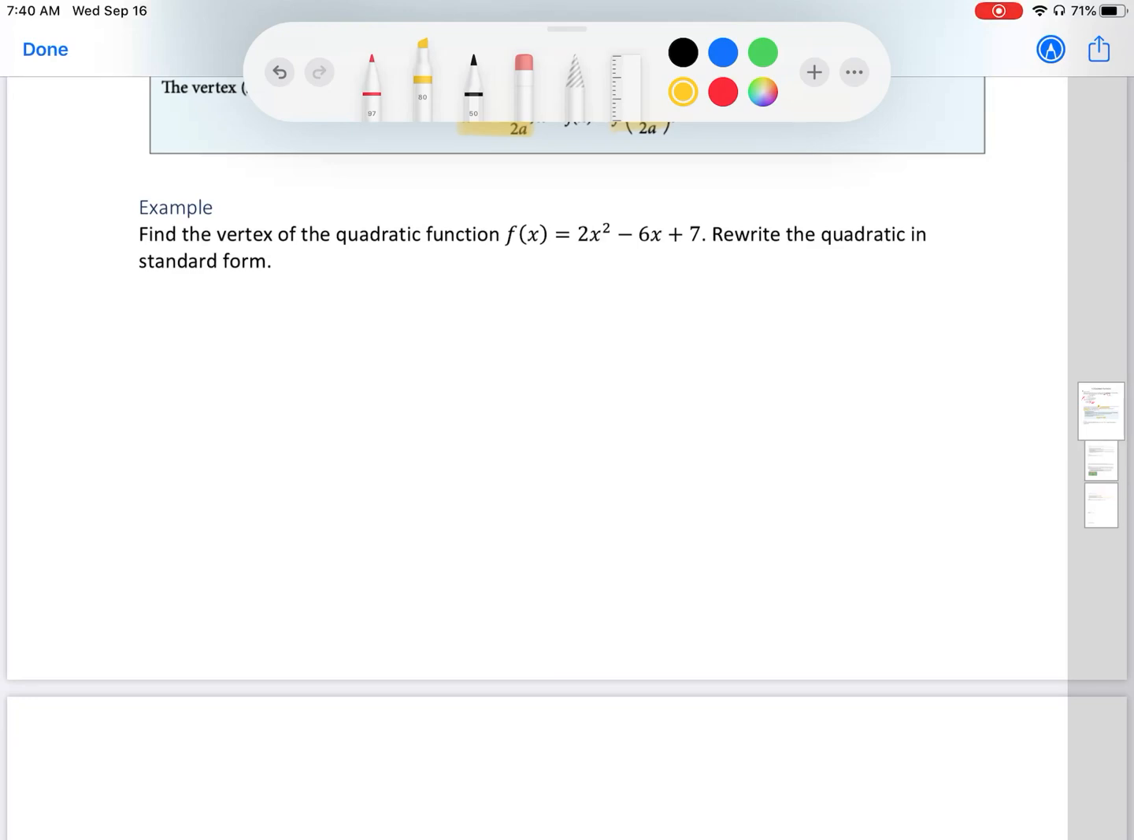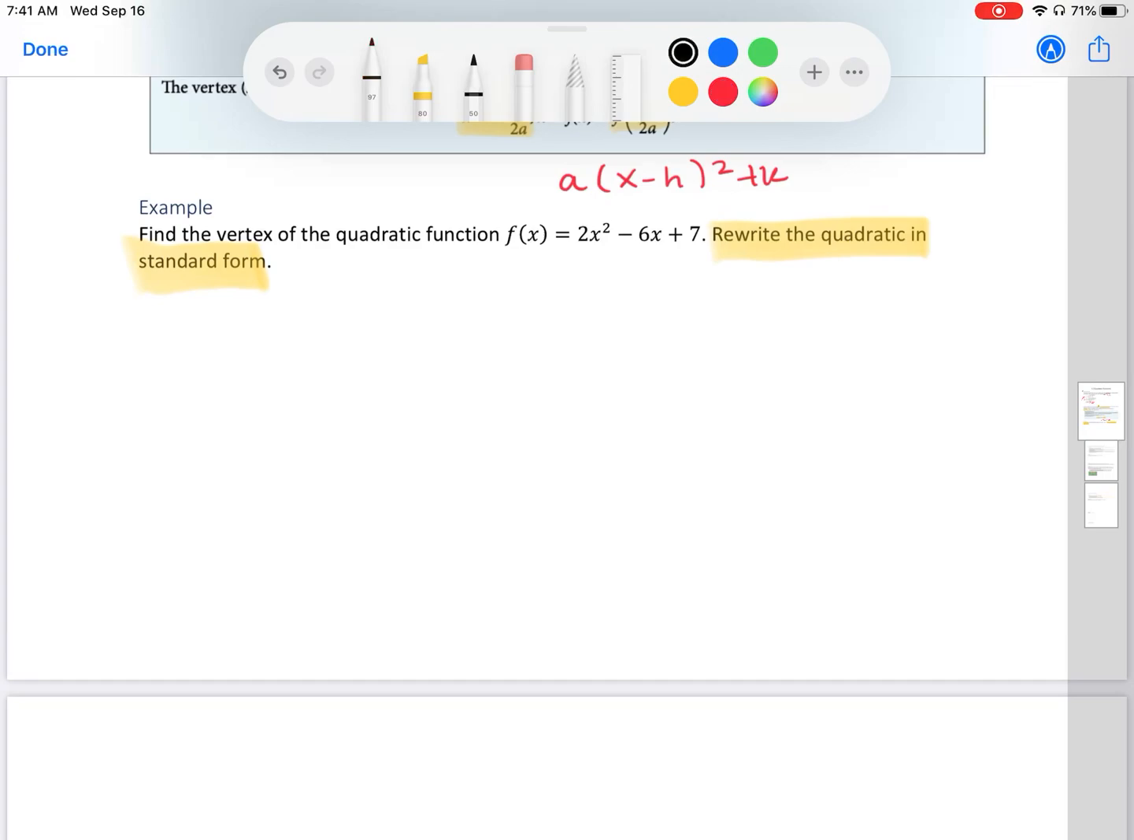Example, find the vertex of the quadratic function. Rewrite the quadratic in standard form. Why don't we go ahead and just write it in standard form, since that will let us pick out the vertex. All right. So in standard form, we want to have a times x minus h squared plus k. In order to have that, I need to create something squared. So to get there, I would have to complete the square.